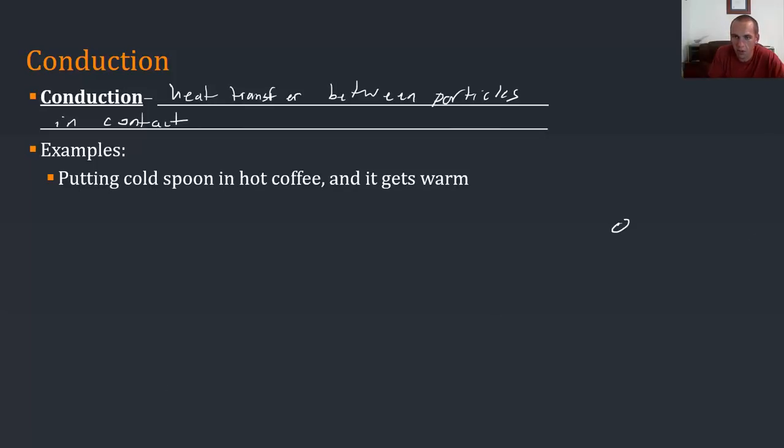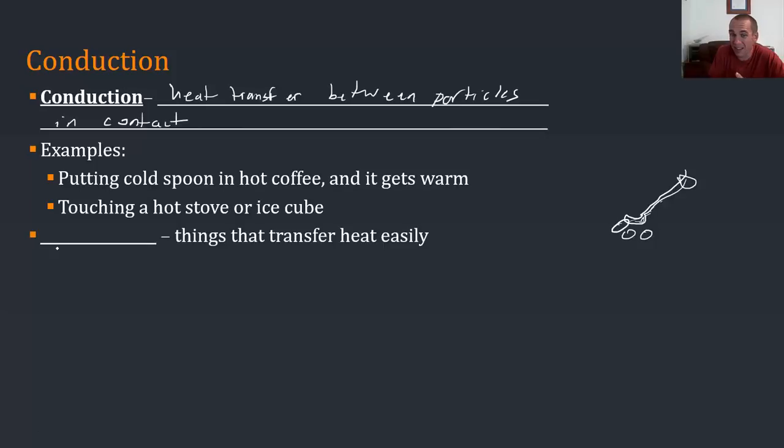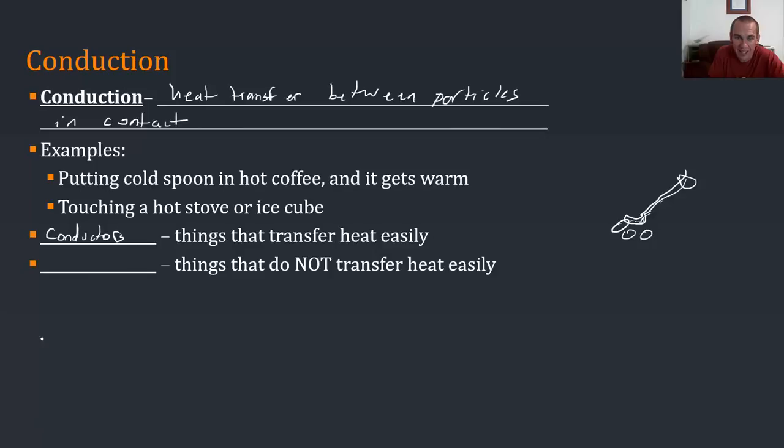That's because the particles of liquid actually hit the particles in the spoon. This is my spoon, and that causes these particles in the spoon to start vibrating, and your skin detects that increased vibration as heat. Touching anything that's hot or cold, because you're touching it, it's conduction. And so we call these things that allow heat to transfer easily conductors. That one's shocking, right? Conductors conduct. Metals are generally very good conductors of heat, but not everything is.